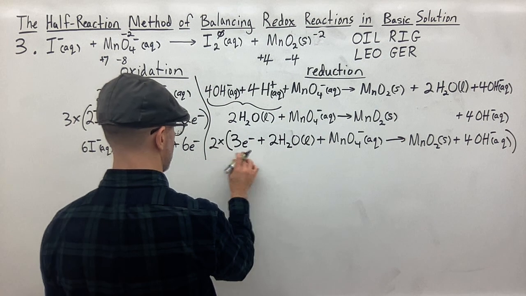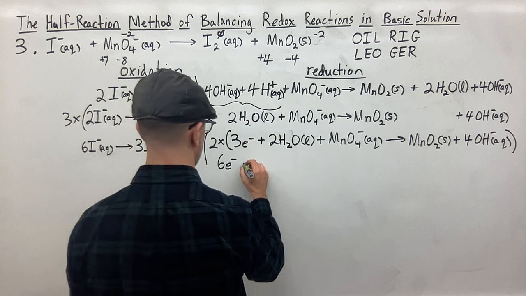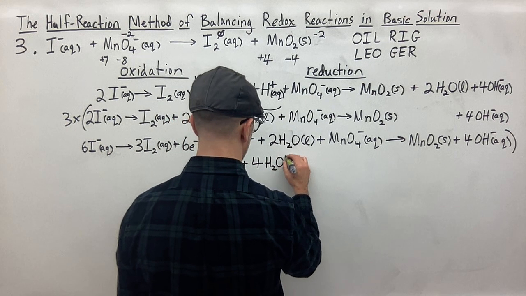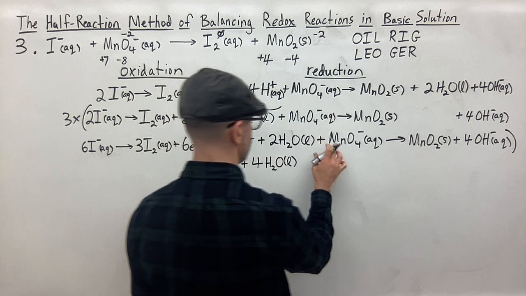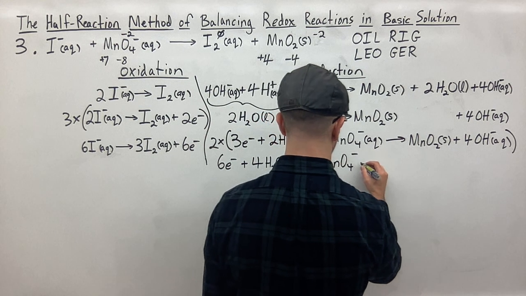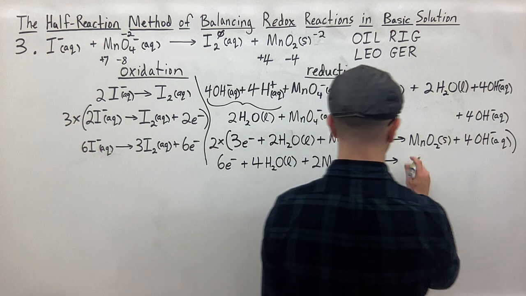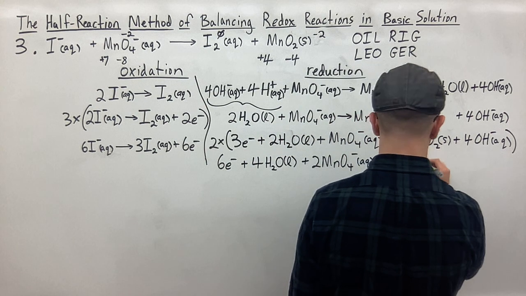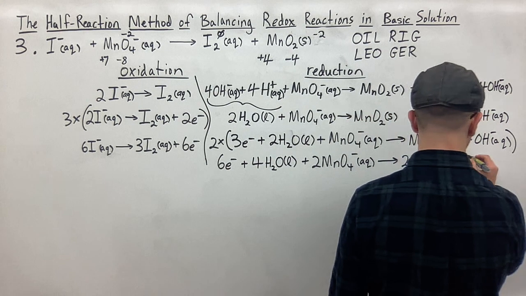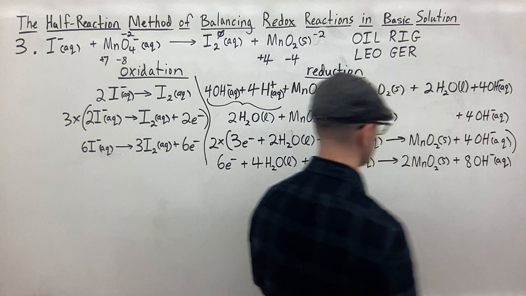And now I have 3 times 2, so that's going to give me 6 electrons on this side, plus 2 times 2 is 4, so I have 4 H2O liquid, and then 2 times 1 is 2, so that's going to be 2 MnO4 minus aqueous. And then we'll multiply this by 2, which is going to be 2 MnO2 solid, plus 2 times 4 is 8, and then that's going to give me 8 hydroxides aqueous.